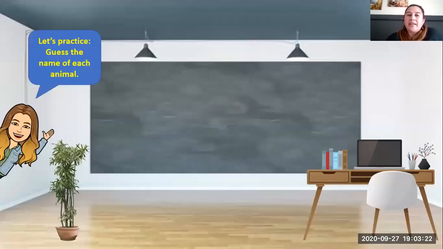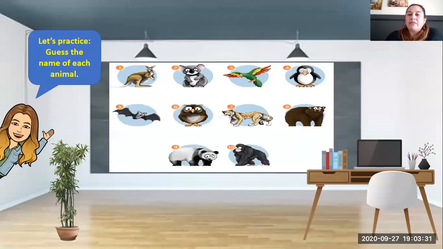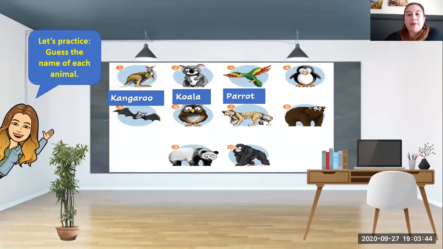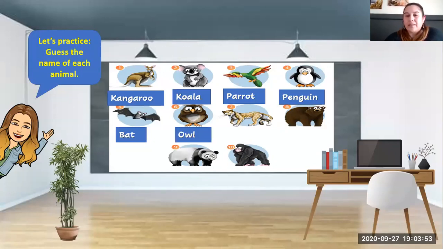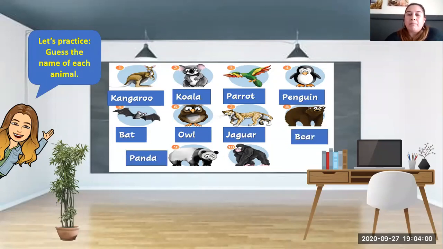Now we are going to practice the first part, the vocabulary. Okay? Pay attention. It says, guess the name of each animal. We have 10 animals. Let's see. Number one, yes, the kangaroo. Number two, the koala. Good. Number three, the parrot. Number four, the penguin. Number five, bat. Six, owl. Number seven, the jaguar. The bear. Number nine, panda. And 10, the gorilla. Good job. Excellent. Very good.